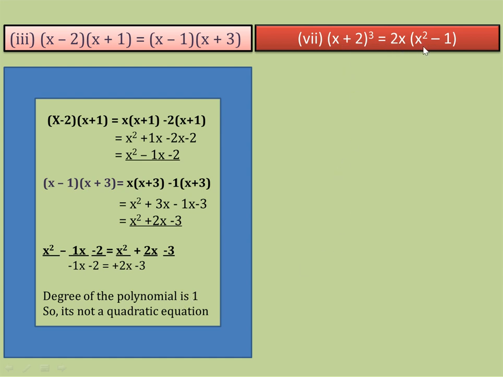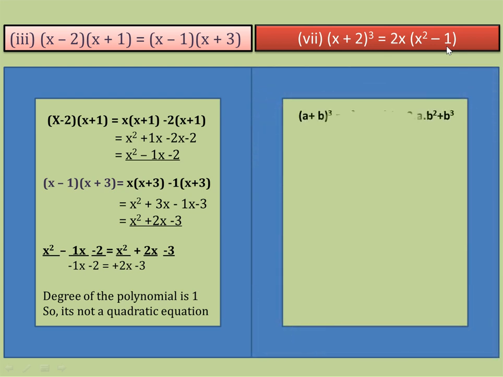Okay, let me take one more problem: x plus 2 whole cube is equal to 2x into x square minus 1. Here also we are doing the same. First we are taking the LHS, that's x plus 2 whole cube. For that we have to apply the formula, the a plus b whole cube formula you studied in the 9th standard.